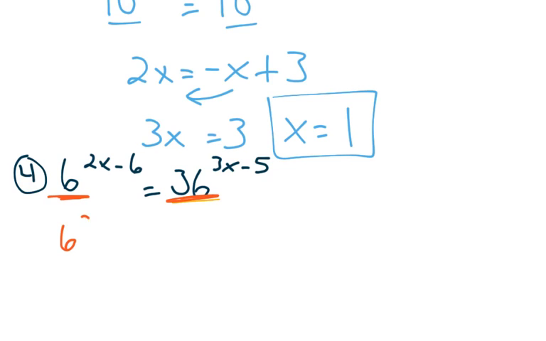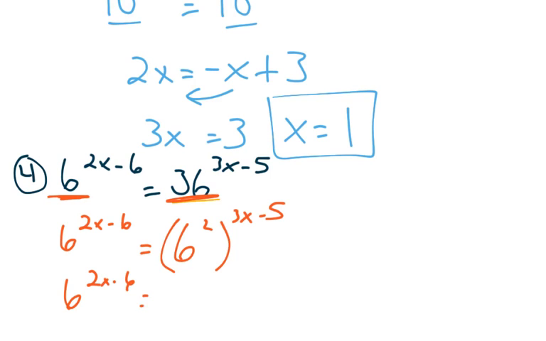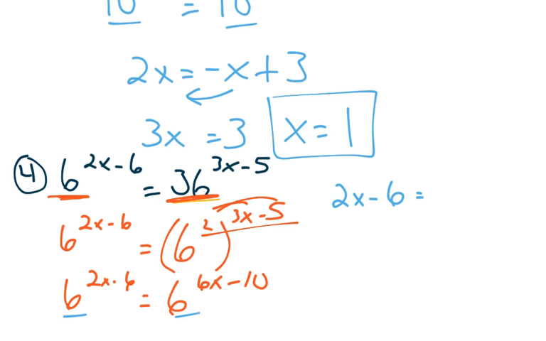So we'll have 6 to the 2x minus 6 power is equal to 6 squared to the 3x minus 5 power. Okay? So we'll have 6 to the 2x minus 6 is equal to, we'll have to distribute that. 2 times 3x is 6x. 2 times negative 5 is negative 10. So, bases are the same. Drop them, set the exponents equal to each other. So we'll have 2x minus 6 is equal to 6x minus 10.